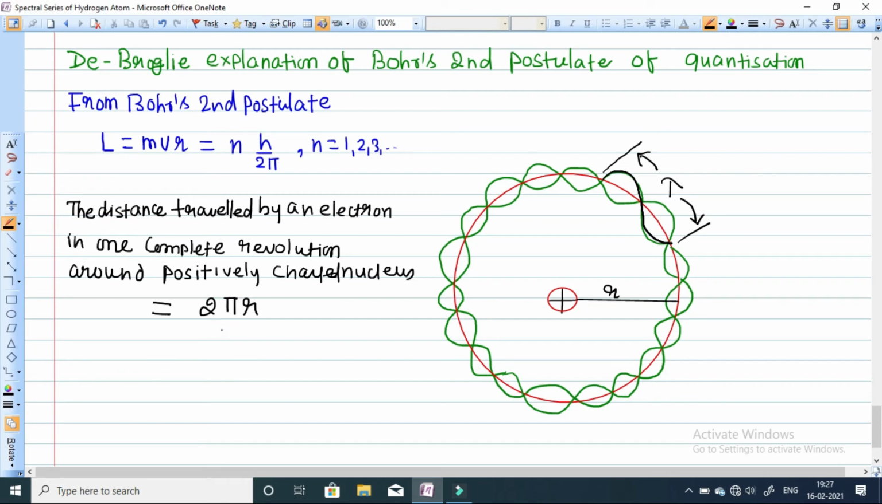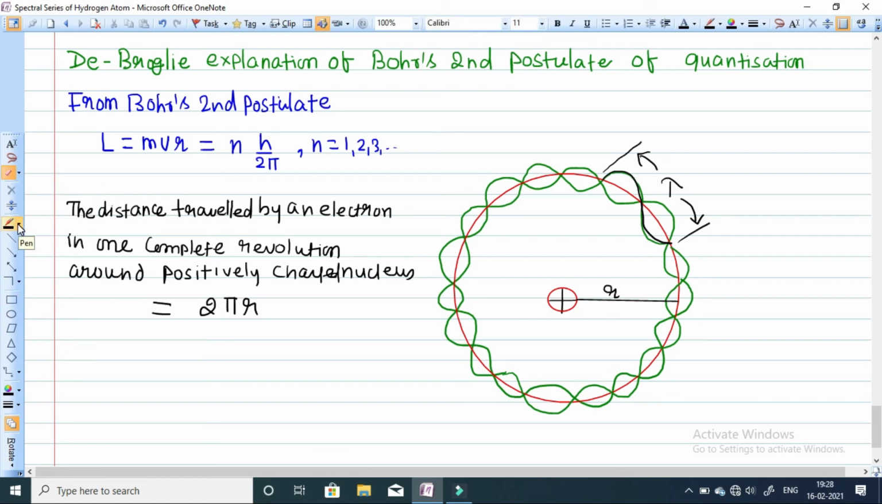And within this length, suppose n number of waves are formed, and one wave occupies lambda distance. Now suppose, or we can assume, that n number of waves are formed. Let me take these assumptions.